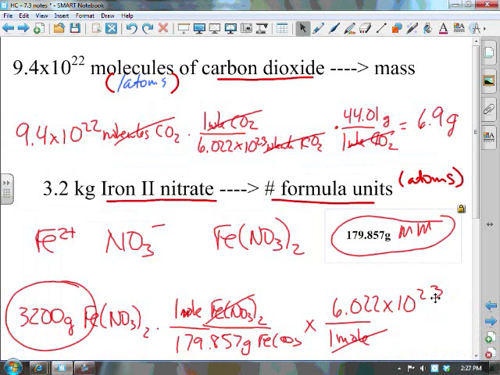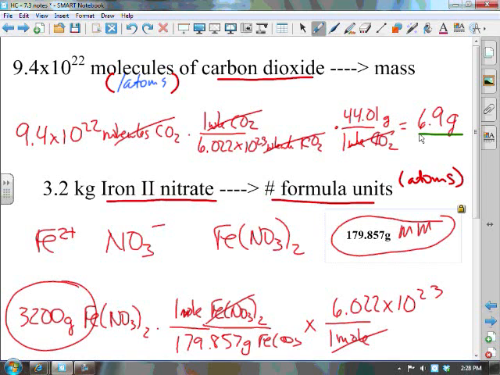All right, so if we look at the first one here, you've got 9.4 times 10 to the 22nd molecules of carbon dioxide multiplied by 1 over Avogadro's number, multiplied by the molar mass, which is 44.01, or again, whatever periodic table you have. Final answer, 6.9 grams of copper, or I'm sorry, of carbon dioxide.